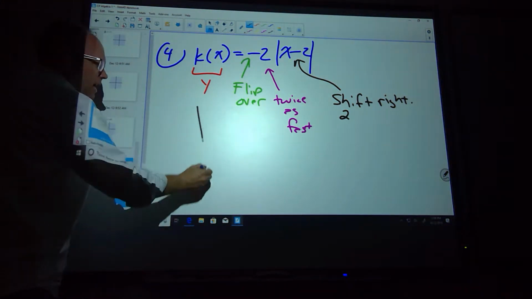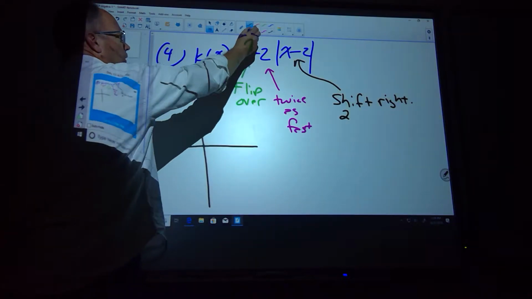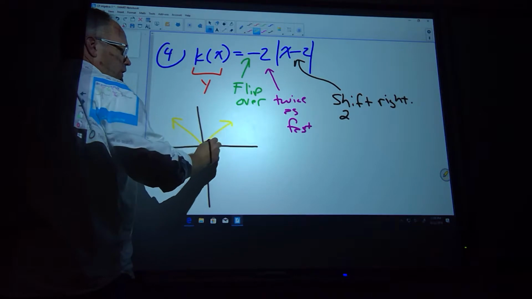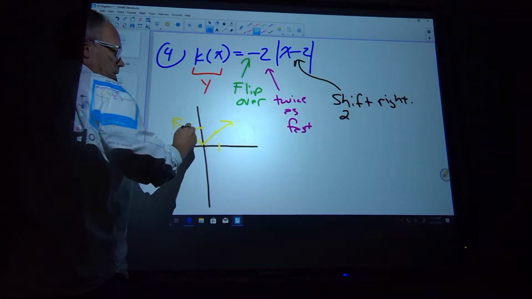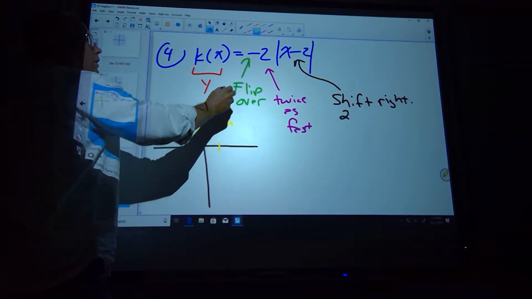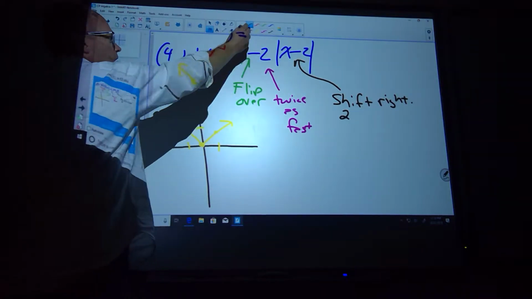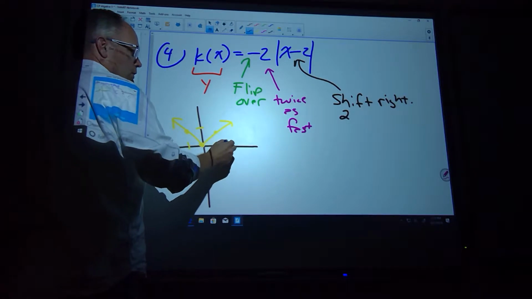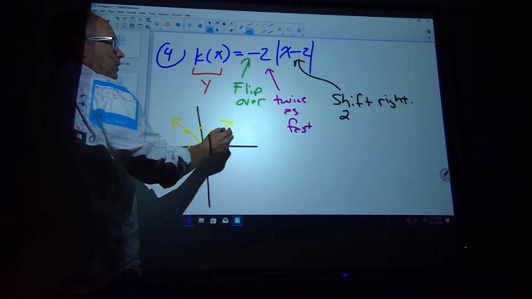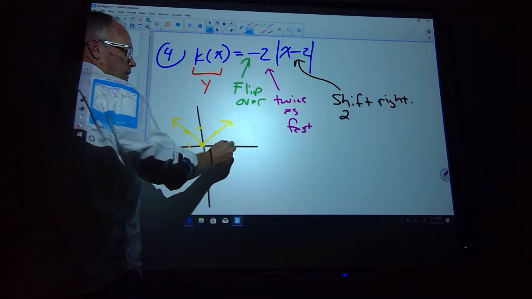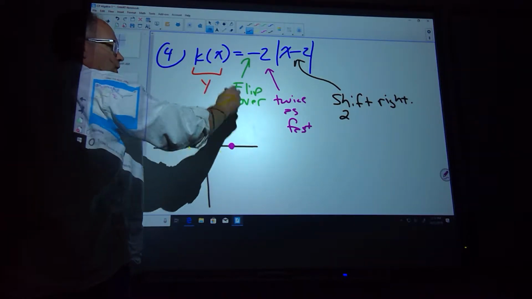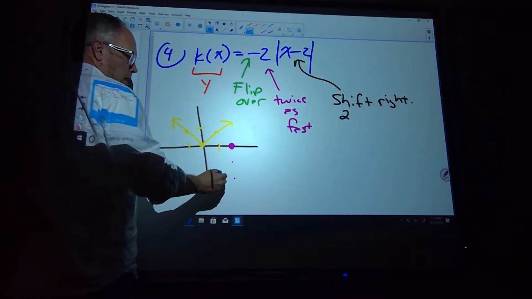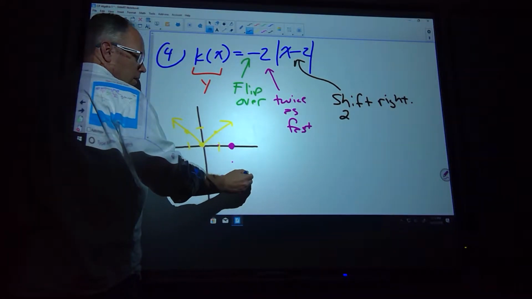So if I graph my parent function, we'll just keep doing these in yellow. So that's the parent function. So then we can build this function off of that. So we're going to shift it right 2. And it's not going to move up or down. So I'm going to put this dot right here. It's going to open downward. So I'm going to go down 2 and right 1. Right 1.